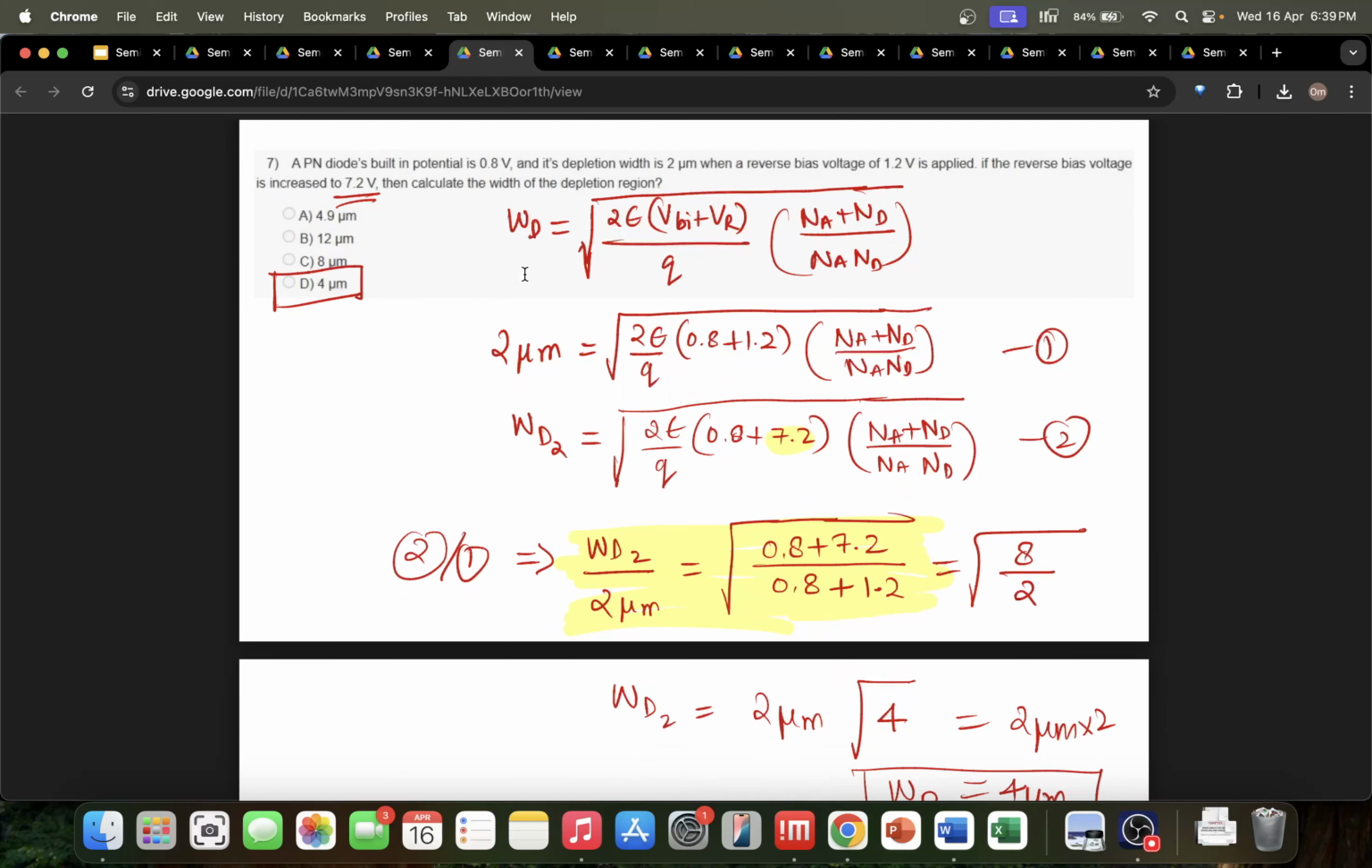We did some questions on calculation of depletion width in reverse bias. So this is the formulation for that. It's very important. It comes from when we derive Poisson's equation to determine the electric field and potential.